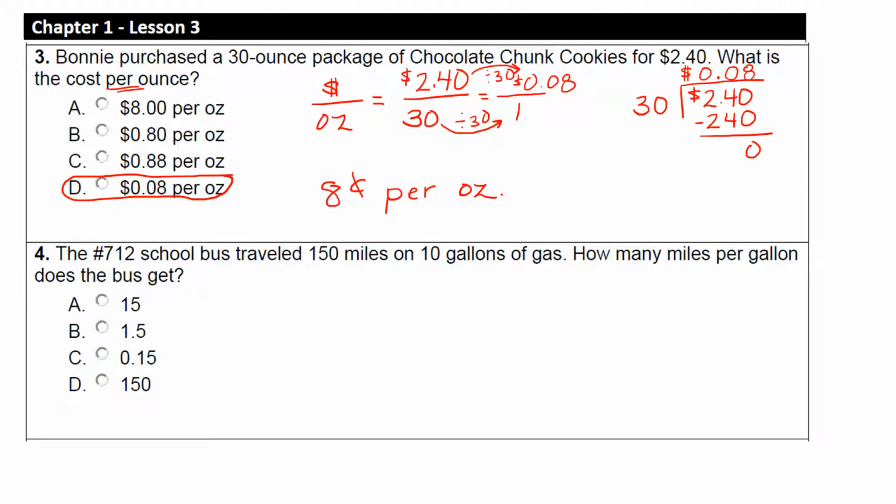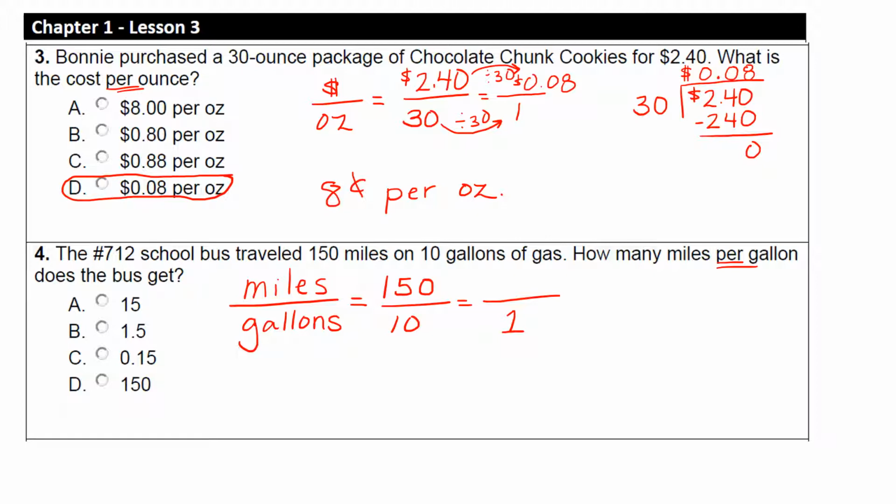Number 4, the number 712 school bus traveled 150 miles on 10 gallons of gas. How many miles per gallon does the bus get? We are comparing miles to gallons. We know that our bus can go 150 miles on 10 gallons of gas. We're being asked to find how many miles it can go per 1 gallon. So we're going to put 1 as our denominator. To complete this equivalent ratio, we're going to have to divide by 10 on the bottom and divide by 10 on the top.